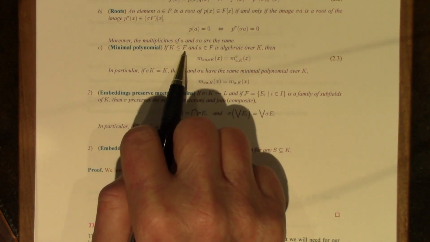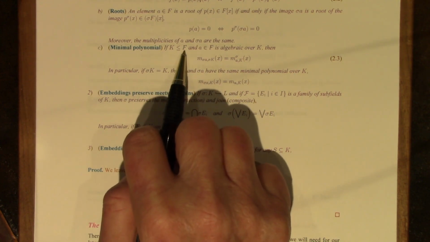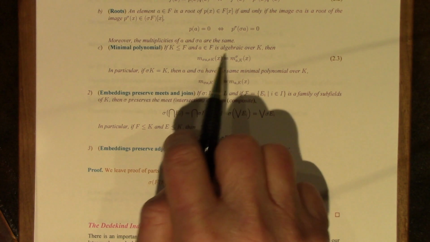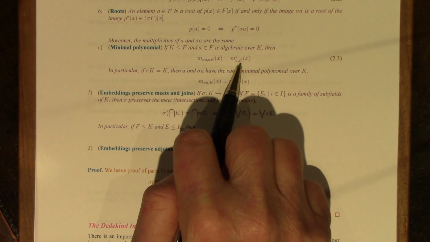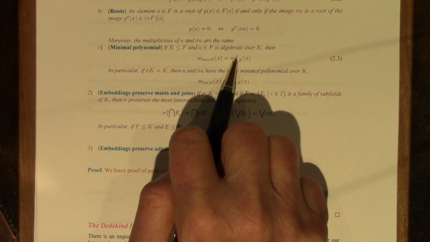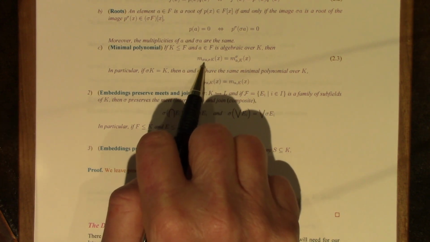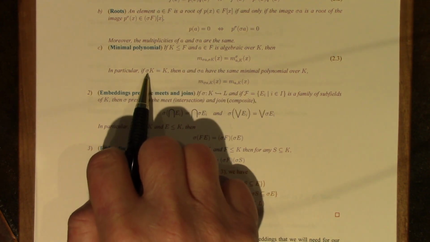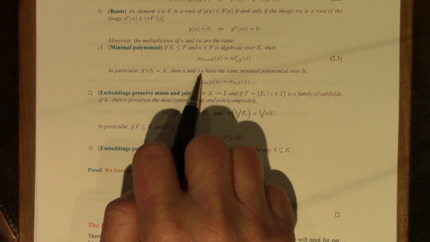If F over K is a field extension and little a is an element of the bigger field F, and it's algebraic over the smaller field K, then the minimal polynomial of a with respect to the field K, if we map that by sigma, we will get the minimal polynomial of sigma a over sigma K. So in particular, if sigma K is equal to K, then a and sigma a have the same minimal polynomial.